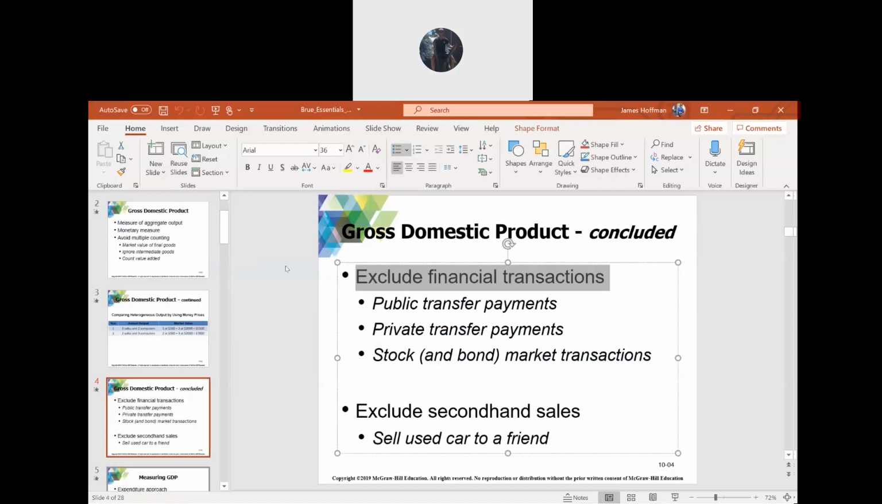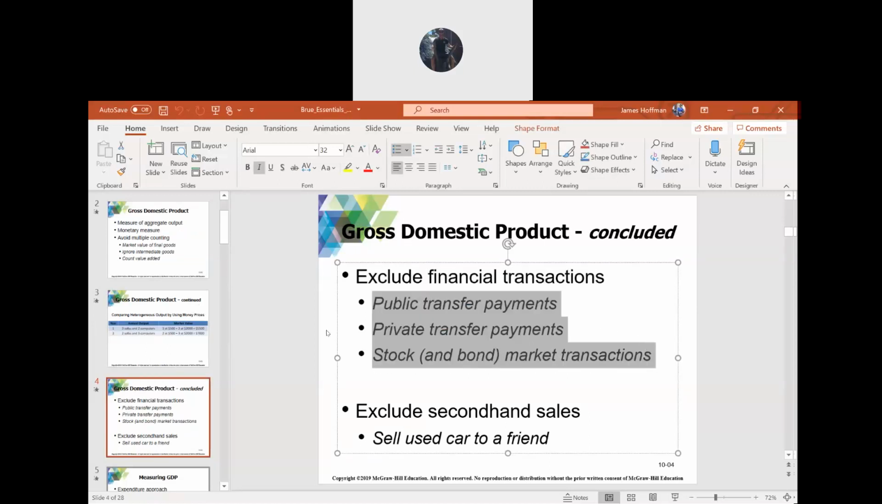Okay, and so we're not going to include financial transactions, because that's not a measure of how the economy is doing. That's just sending money from point A to point B, a financial transaction, like a public transfer payment.